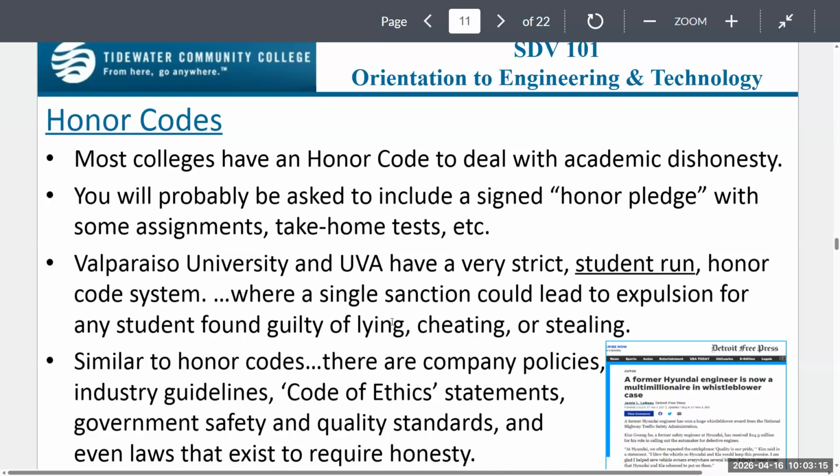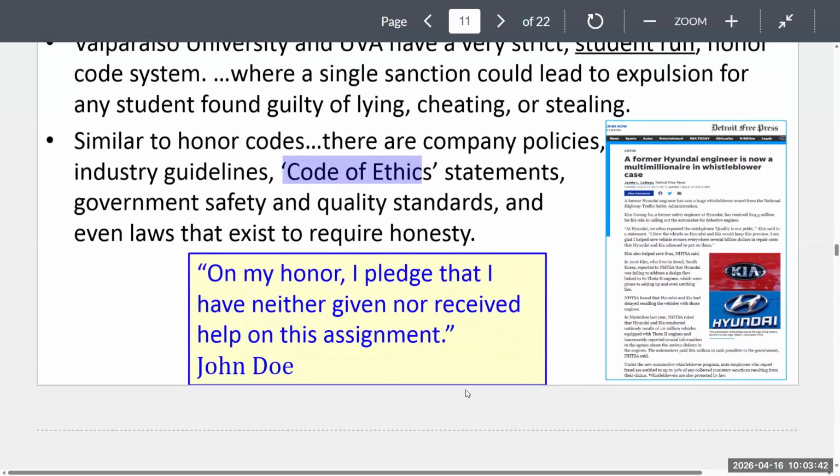Similar to honor codes, there are company policies, industry guidelines, and codes of ethics, which, by the way, you're going to cover a lot in EGR 121. If you haven't taken that class yet, you could be taking it now. There are codes of ethics, statements, government safety and quality standards, and even laws that exist to require honesty. So you might see on some test, your professor will state this and you have to sign it: On my honor, I pledge that I have neither given nor received help on this assignment. So you might see that.